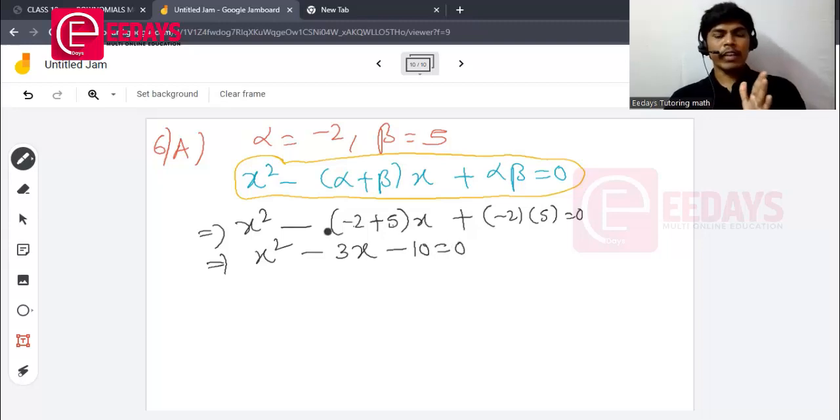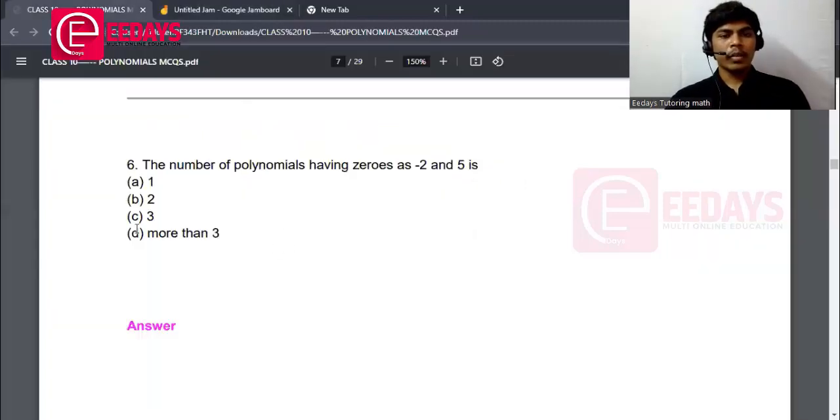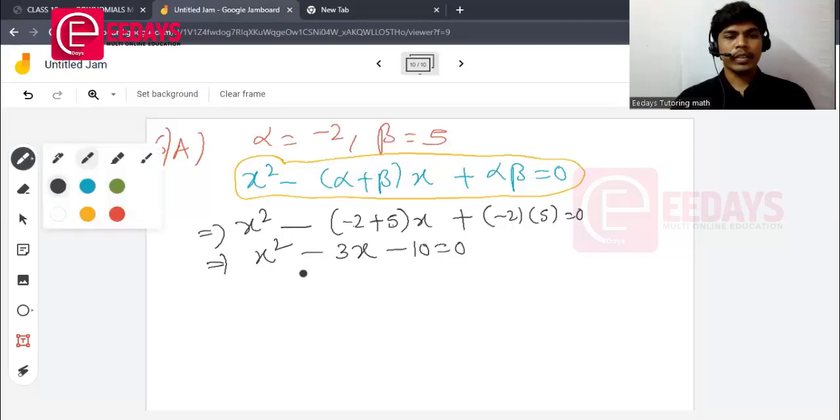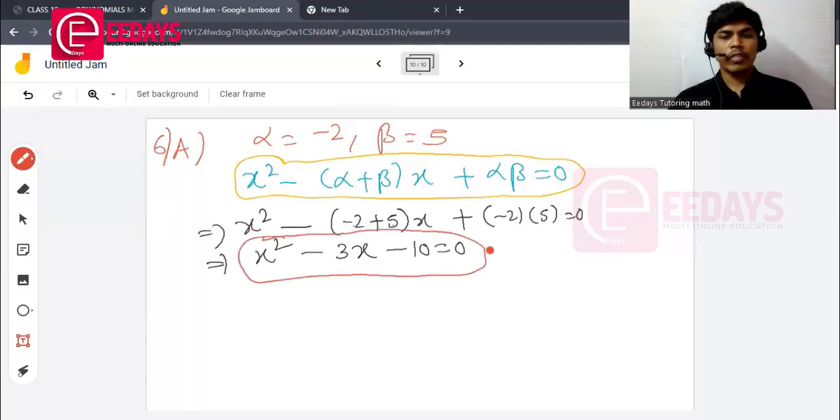If we get a quadratic equation, we can get more than 3 polynomials. Why? Because more than 3 is nothing but infinite, so we are getting an infinite number of polynomials. This is the basic equation: x square minus 3x minus 10. If you multiply the whole equation by 2, what is the new equation we get? 2x square minus 6x minus 20.